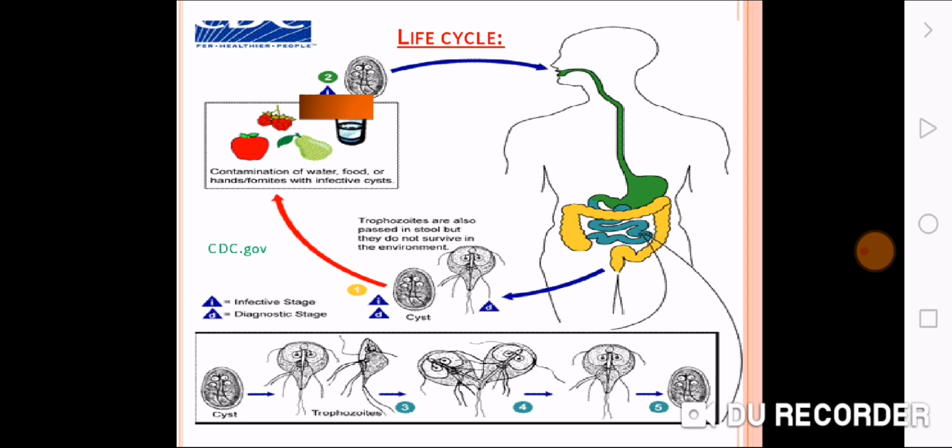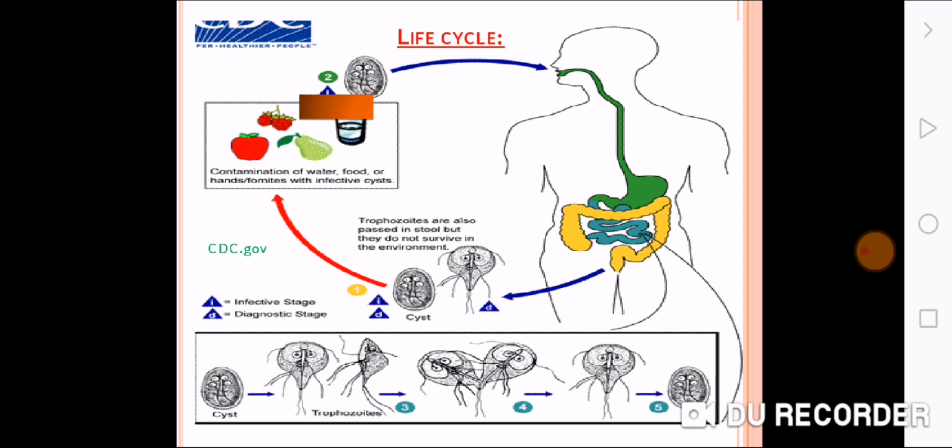And then trophozoites multiply in the duodenum and they cause the disease. They are the pathogenic forms. At the end, in the colon, these trophozoites will be changed into cyst by a process called encystation.